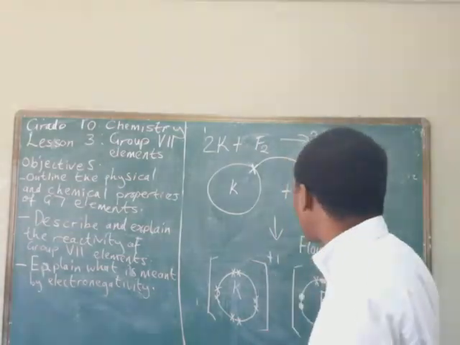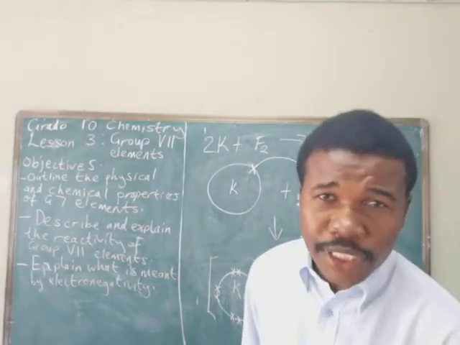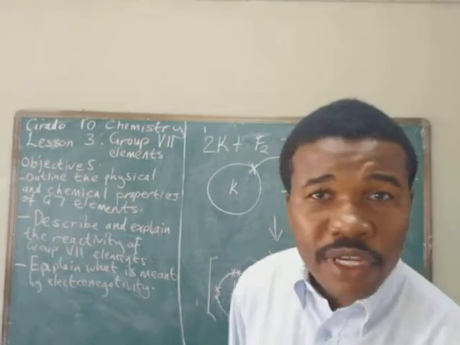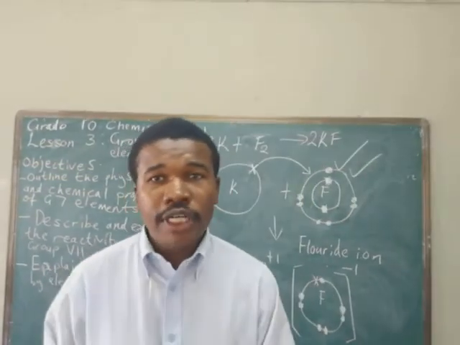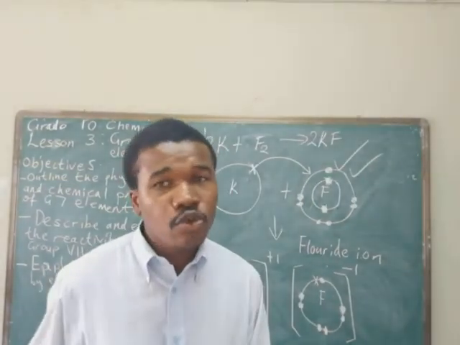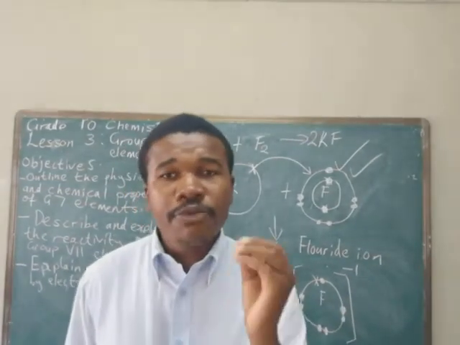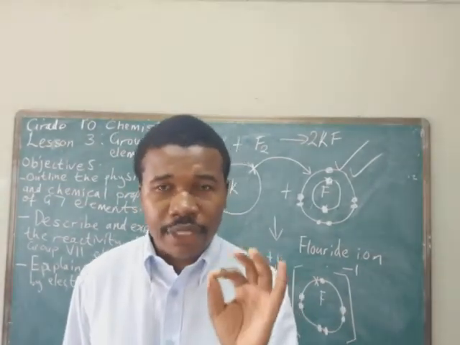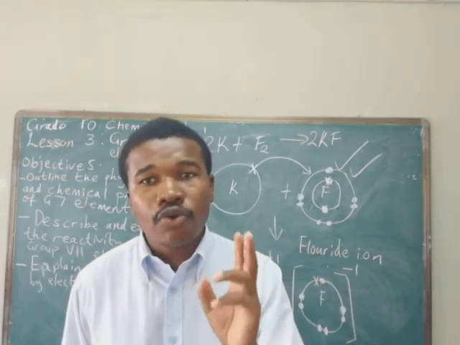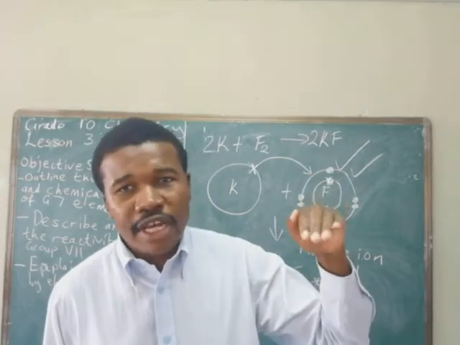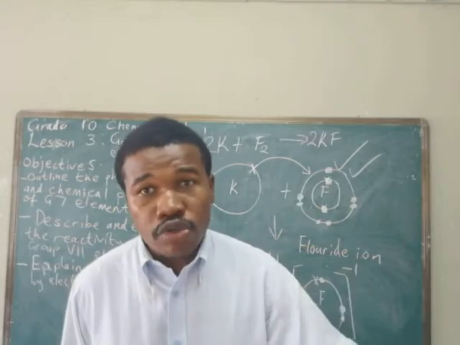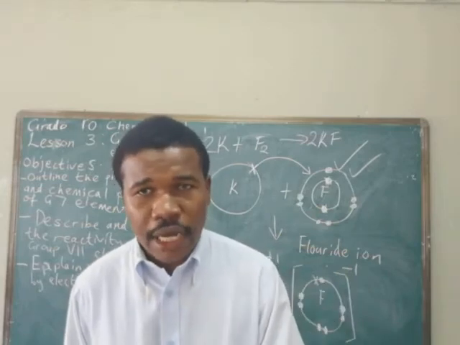So if fluorine is anywhere in the neighborhood of potassium, if potassium is moving just past fluorine, fluorine will just say, can I please have that electron? And it will pull it. That's the pulling power that it has, which makes it the most reactive atom in group 7. And then this reactivity trends downward as you move down the group.